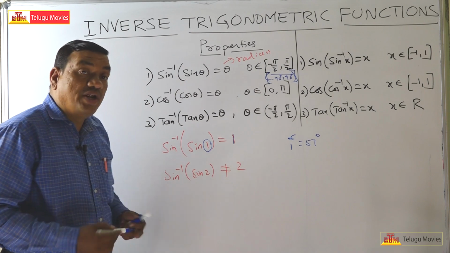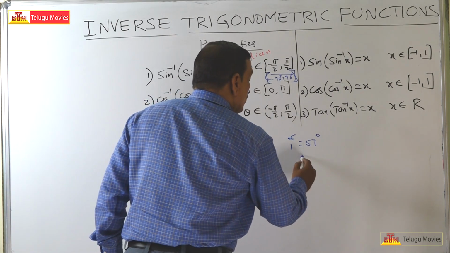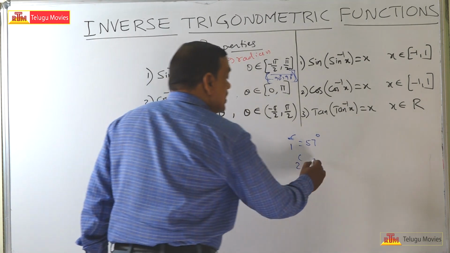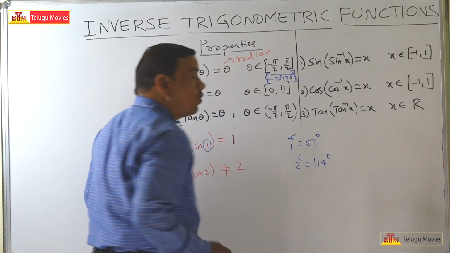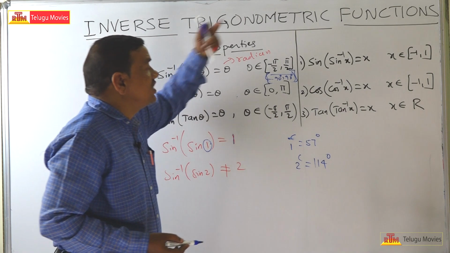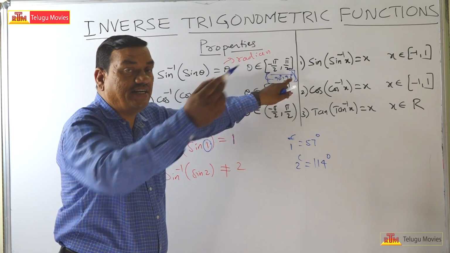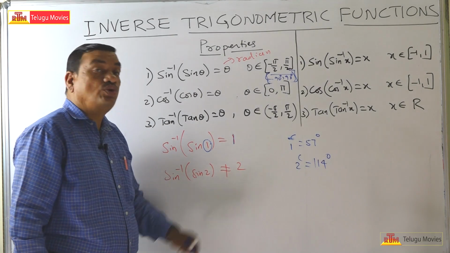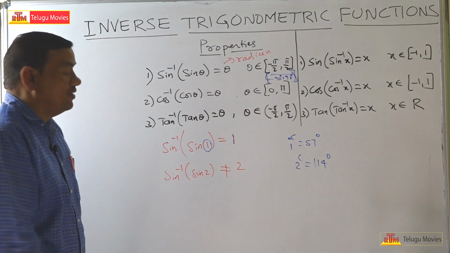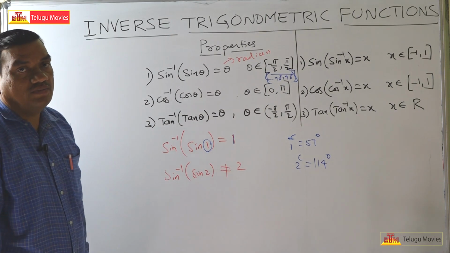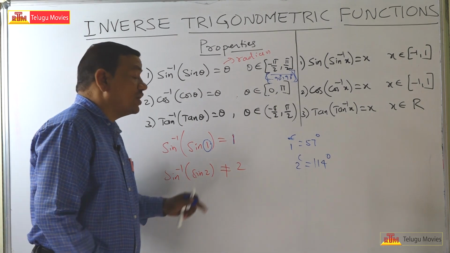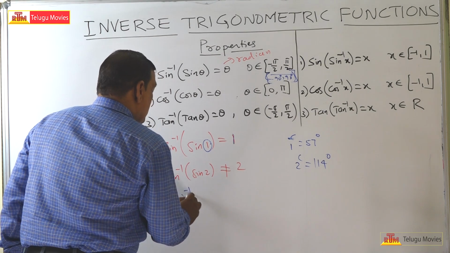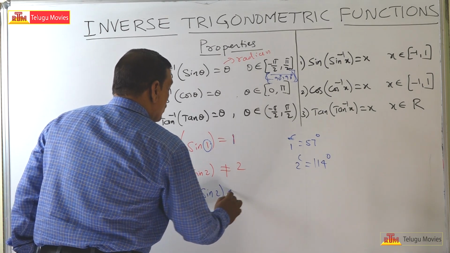Whereas 2 radians means how much? 2 radians means 2 times 57 degrees, that means 114 degrees. 114 degrees crosses 90 degrees, so it is not equal to 2. But what about that value? How can you find it out? Sin inverse of sin 2, the value is equal to how much?